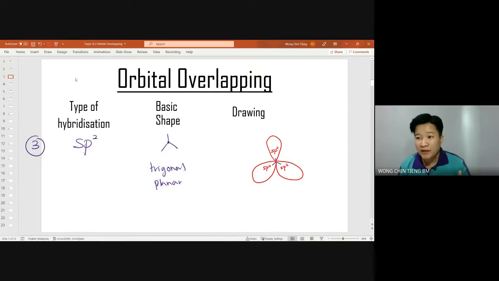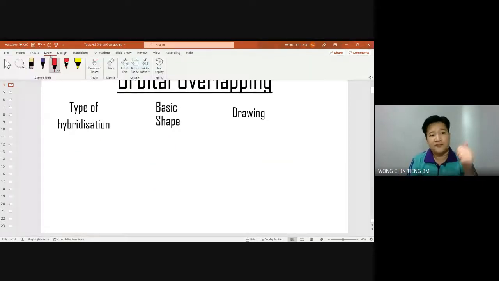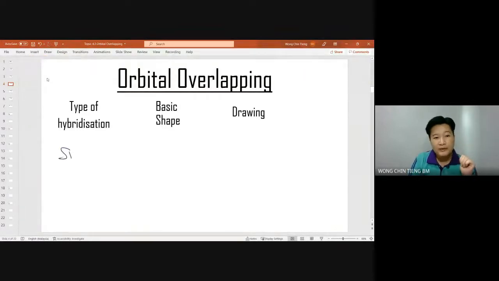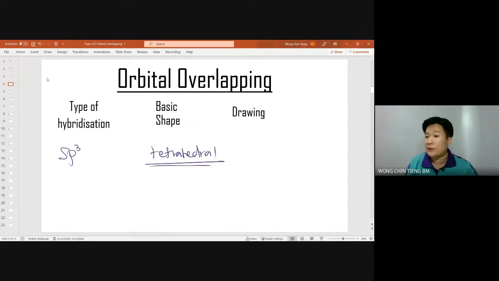So the problem arises, obviously, with labels. Dan bila lukisan kamu kecil, label kamu kecil, sebab tu dia jadi serabut. Okay? So draw bigger. That is the first thing, cara nak lukis. Another thing yang boleh nak bagi kat sini adalah tetrahedral. Bear that in mind, we are based on the basic shape.